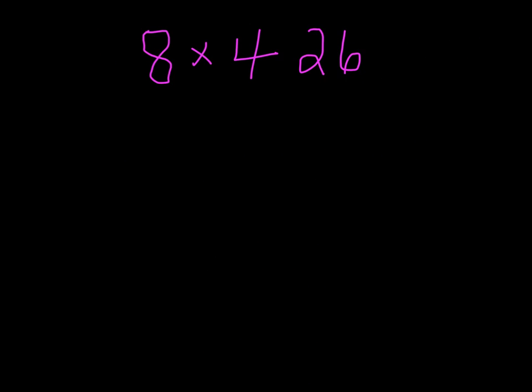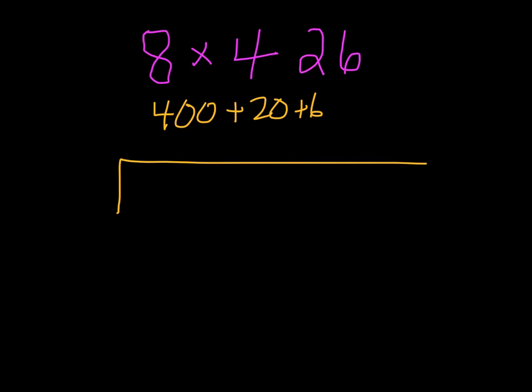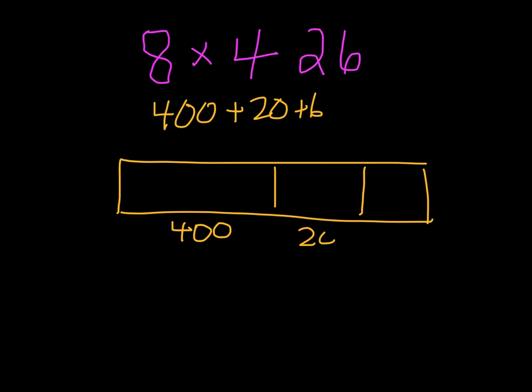For a final example here, we're going to do 8 times 426. I know that 426 is equivalent to 400 plus 20 plus 6. I'm going to add in my boxes for those: 400, 20, and 6. And we're multiplying by 8 this time.